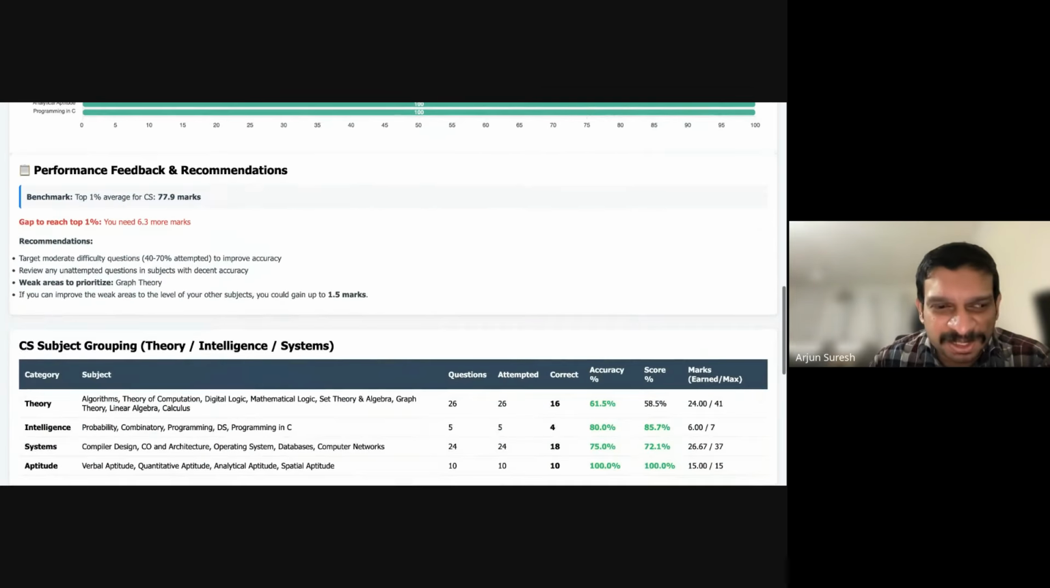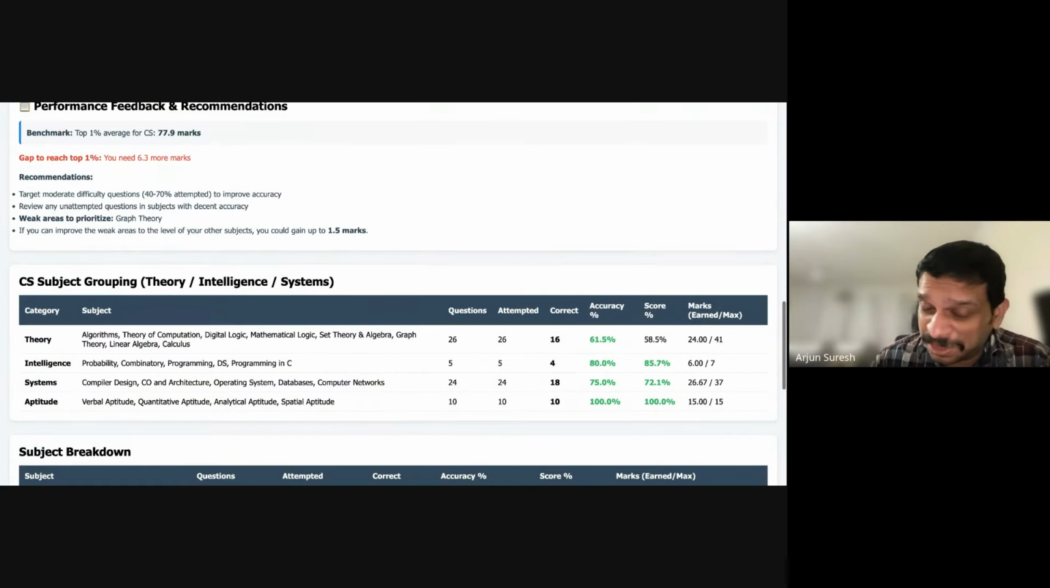These are something interesting, especially if you are going for interviews. Here we categorize the subjects into basically four groups. One is aptitude, then we have theory, intelligence, and systems. This is because in most of the IITs or IISc, the interviews are conducted in panels. So there will be a theory panel, intelligence panel, and systems panel. So the subjects are also grouped almost according to that.